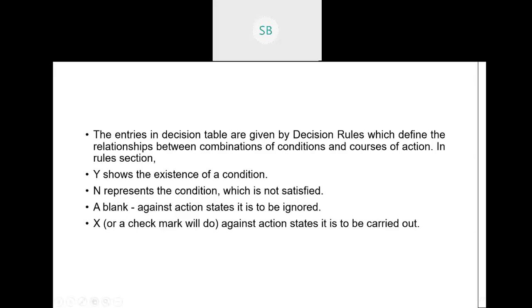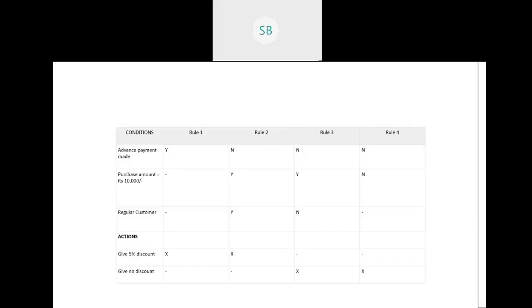Okay, similarly, you can represent a blank by a small underline symbol, or something. And if an X or a tick is mentioned, that means the corresponding action is to be carried out. So you can think of it as a don't-care condition. Not a problem. Here you can see the table made for the earlier decision tree.